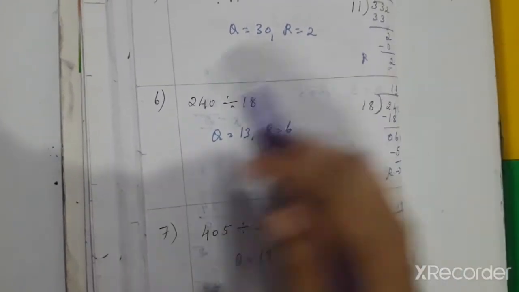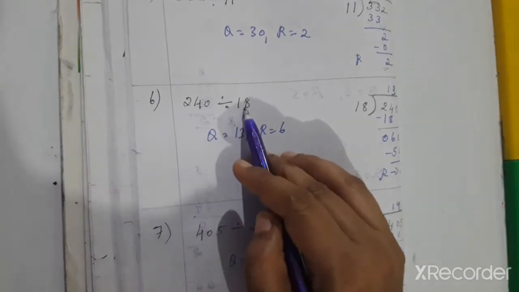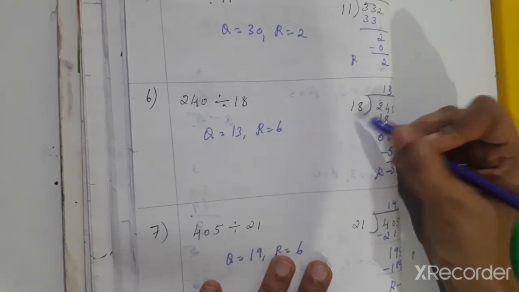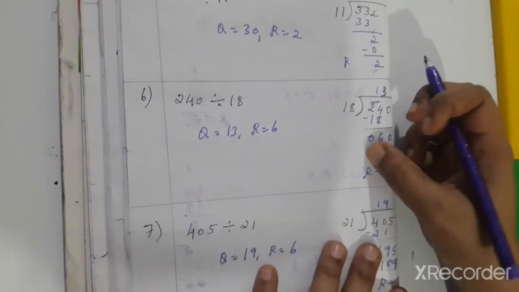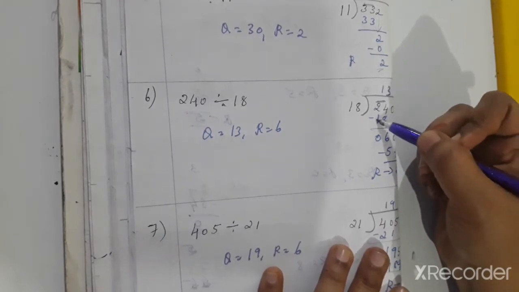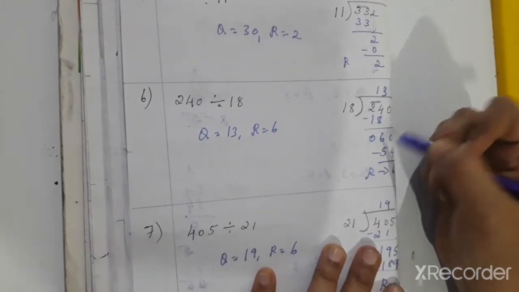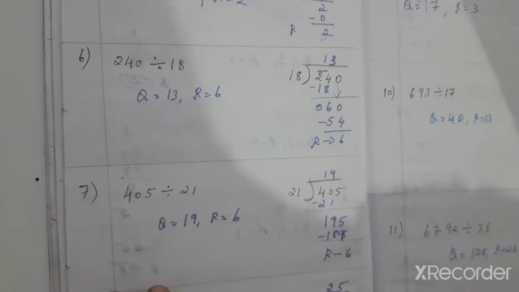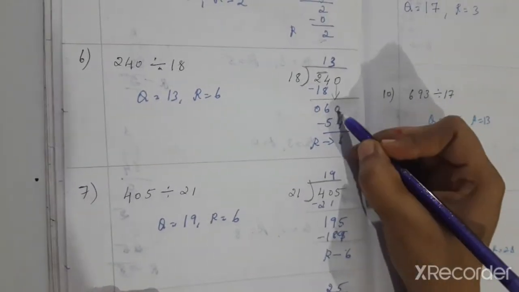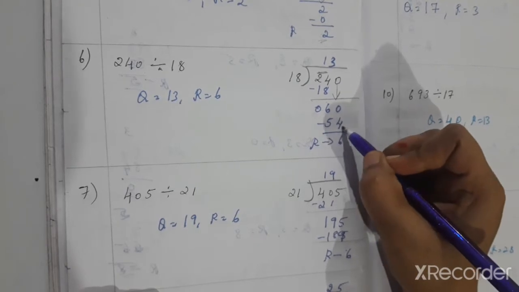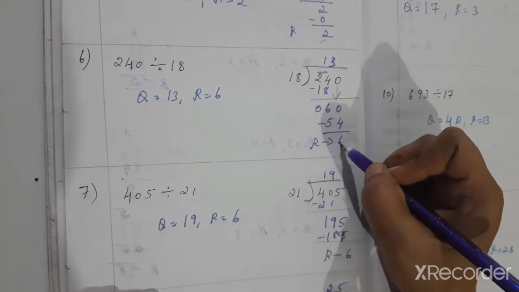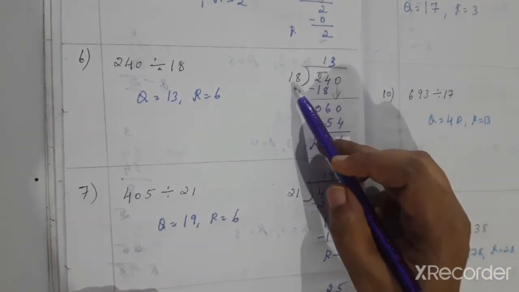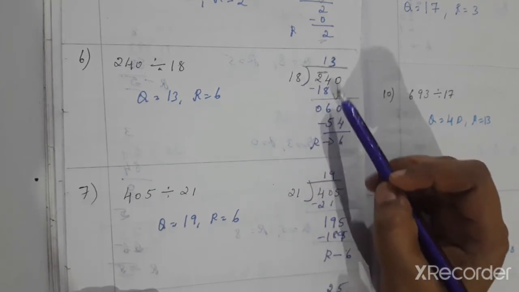Now next one, sixth question, 240 divided by 18. So 18 here, can we take 2? No, because 2 is less than 18, so we have to take 2 digits, that is 24. 18 ones are 18, that is nearer to 24. So 24 minus 18 is 6 remainder, and bring this 0. Each time only one number we have to bring down, children. So 60. 18 3s are 54, that is the nearer one. Now 60 minus 54, remainder is 6, and quotient is 13, remainder is 6. So verify the answer. We can verify the answer also, children.